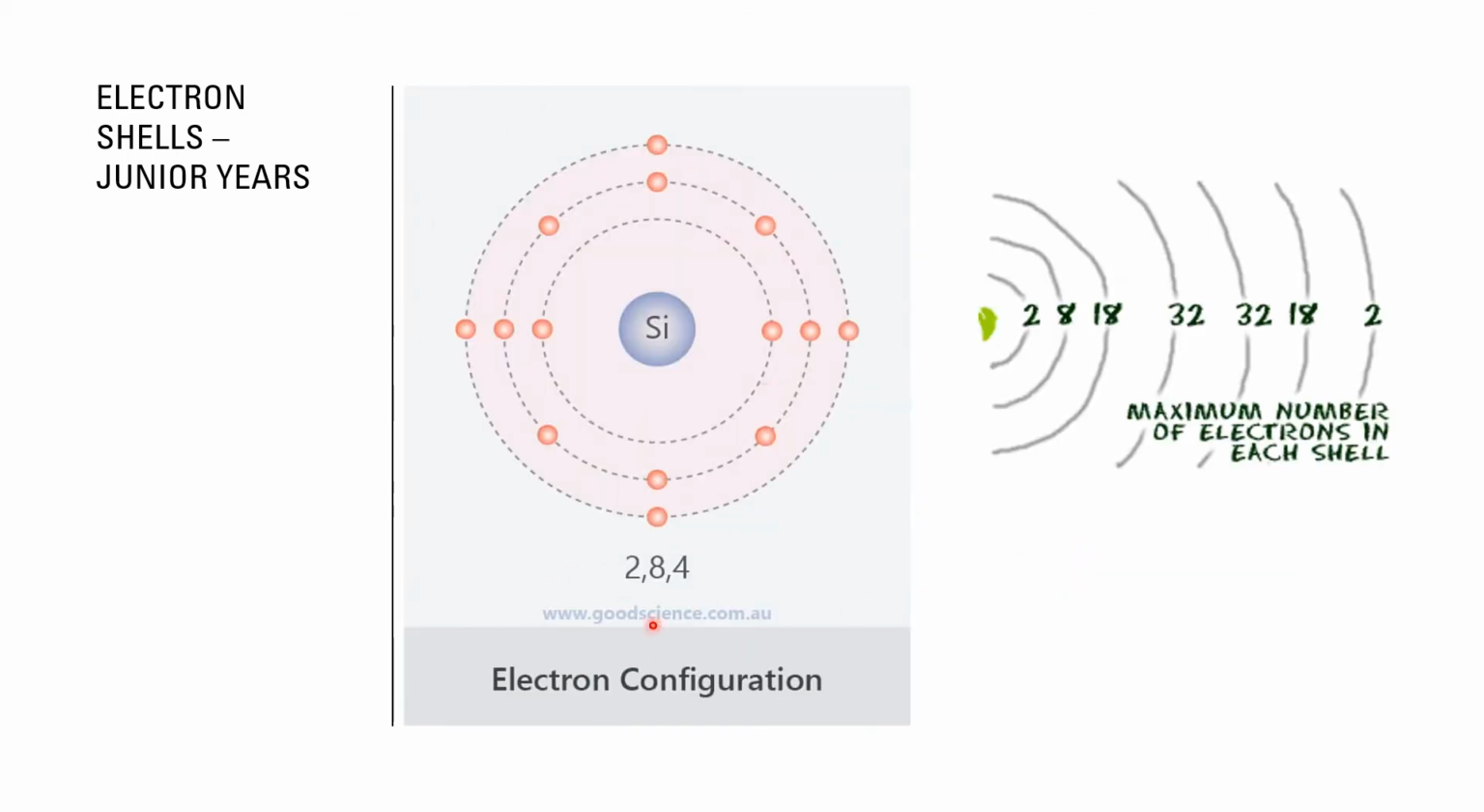We may even write an electron configuration like we can see down the bottom. So for silicon, its electron configuration is 2 electrons in the first shell, 8 electrons in the second shell, and 4 electrons, the leftovers, that have to go into that third shell. You may have seen a pattern like this, which shows the maximum number of electrons which can be present in any shell.